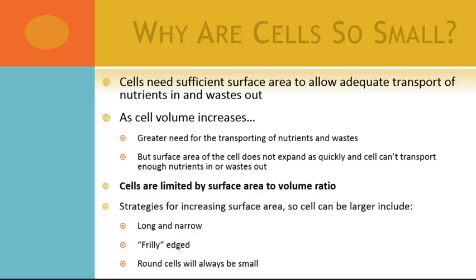There are a couple of strategies that I think are cool. So you remember I showed you all those different shapes of bacteria? Part of those fall into those strategies for increasing surface area so the cells can be larger, like being long and narrow or having frilly little edges like amoeba and stuff like that. But basically, round cells are always going to be very small. They'll be the smallest of the cells.